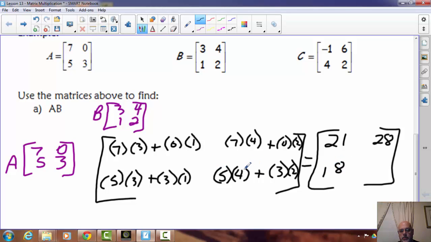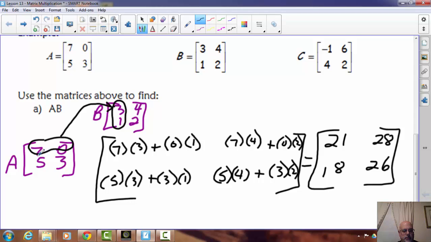Then 5 times 4 is 20. 3 times 2 is 6. 20 plus 6 is 26. So you're going to multiply these two times those two. And that's how we got this. 7 times 3, 0 times 1. Then we're going to multiply the 7 and the 0 by the 4 and the 2. 7 times 4, 0 times 2.